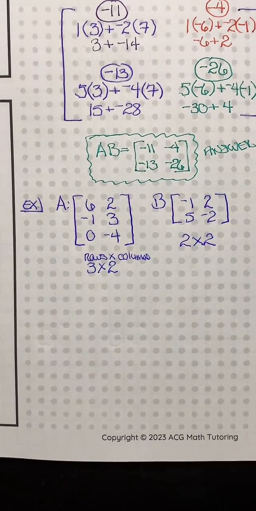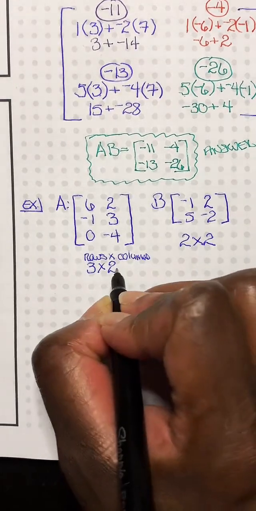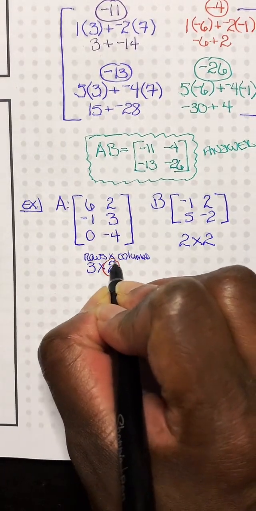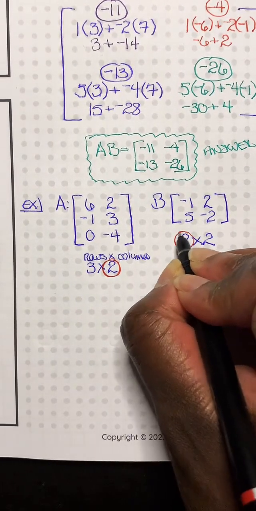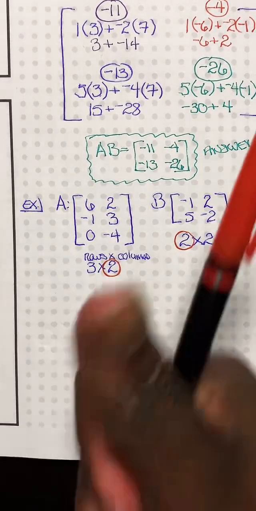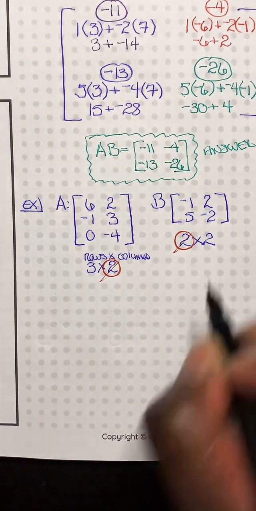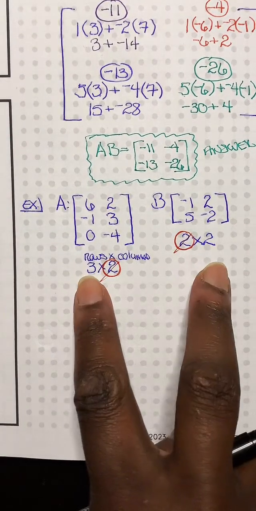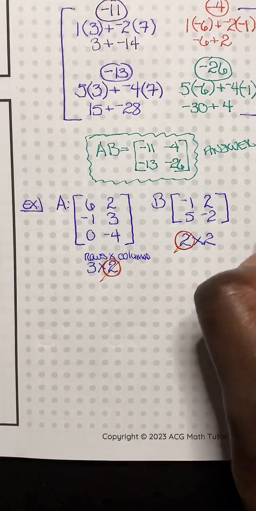So the way we can tell, as Mommy asked, is we need to look at the number of columns in the first matrix compared to the number of rows in the other one. If they're exactly the same, yes, we can multiply. And then our result is going to be what remains, which is a 3 by 2 matrix.